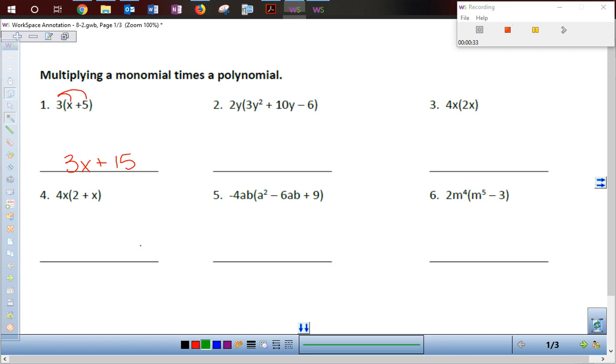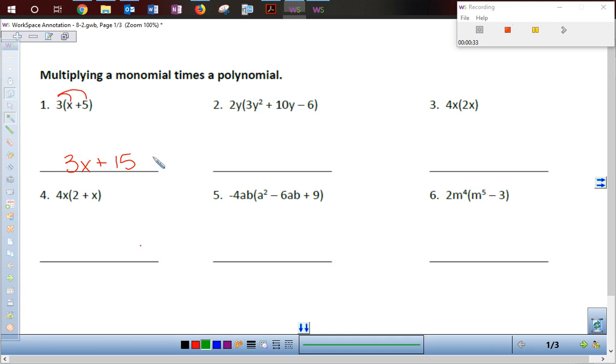Now, the one thing that I want to make sure that you guys do every single time is, before you move on to the next problem, double check that this is in standard form. So my first term has a degree of 1 because the exponent is 1, and my second term has a degree of 0 because there is no exponent, so it is in standard form.